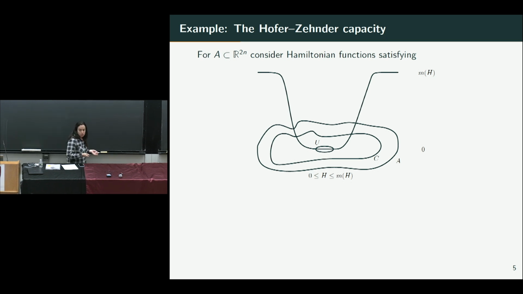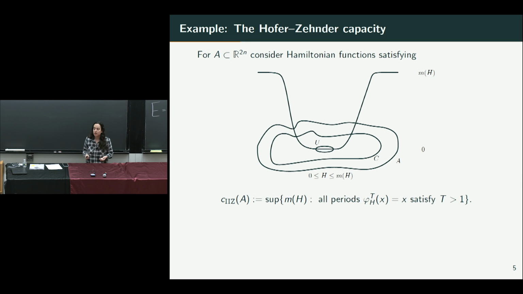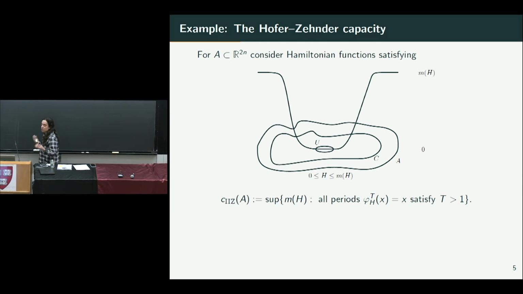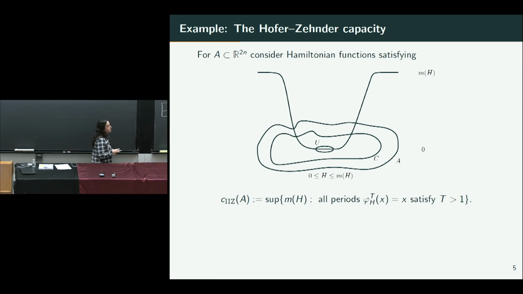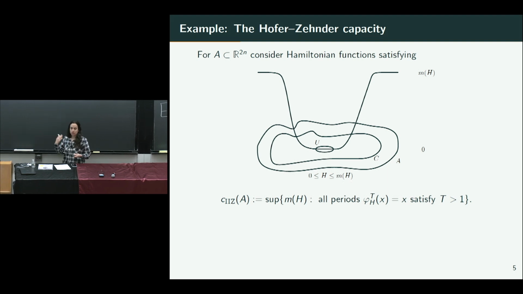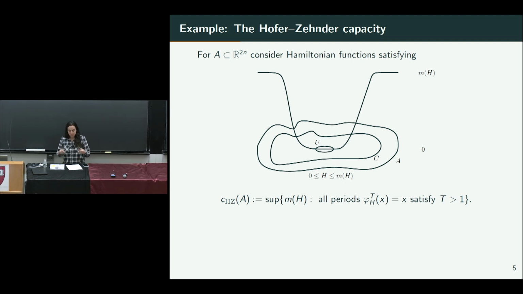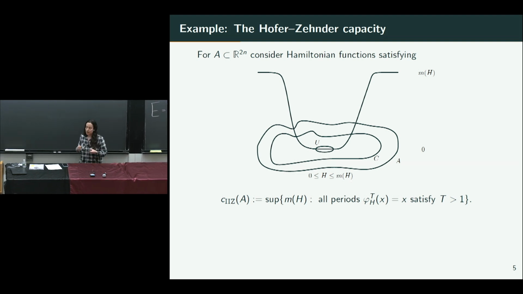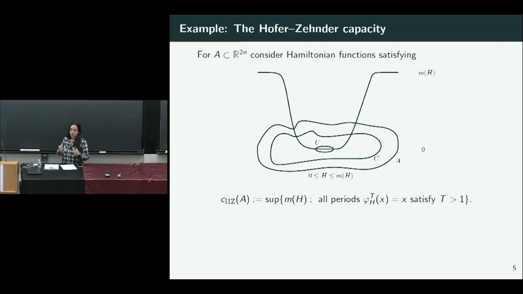And another condition we want this H to satisfy is that all periodic orbits of the Hamiltonian flow associated to this H must have period bigger than 1. Okay? And then the capacity would be defined as the supremum over all such H of the maximum value of H. And I'm claiming that this quantity kind of captures the size of a set.